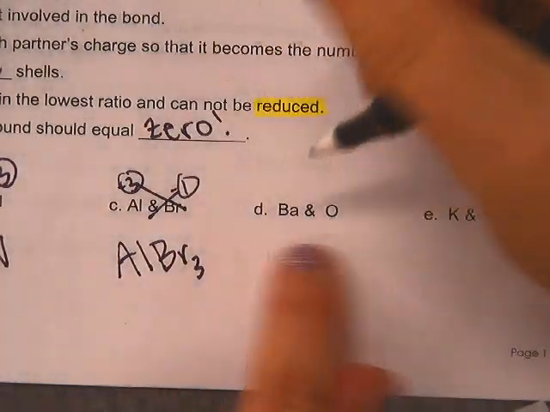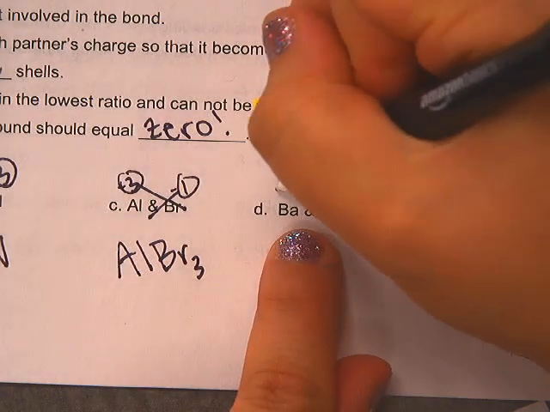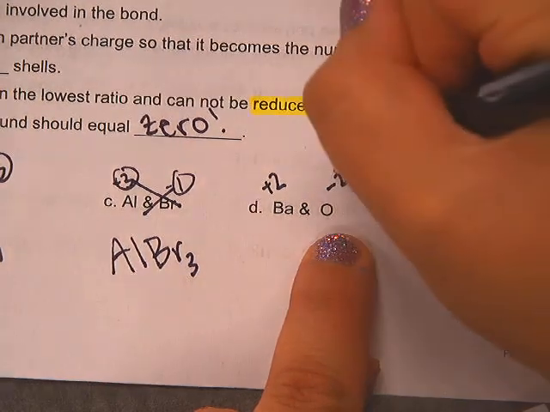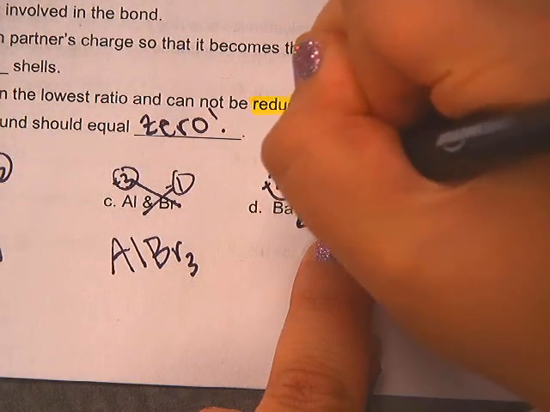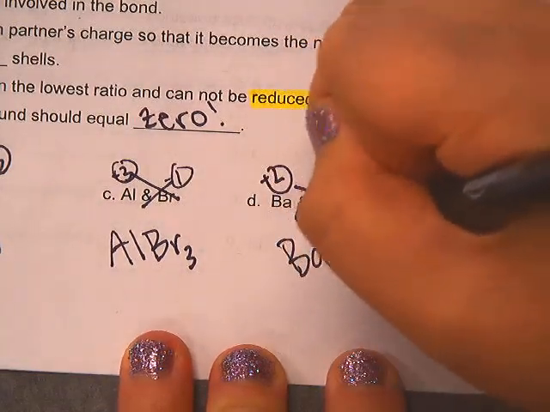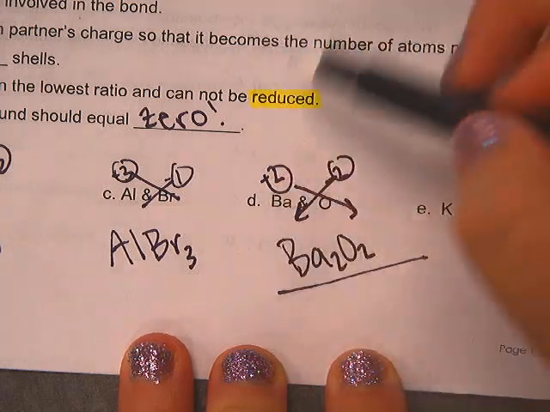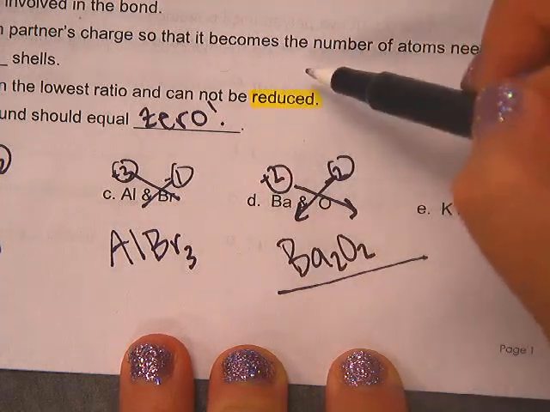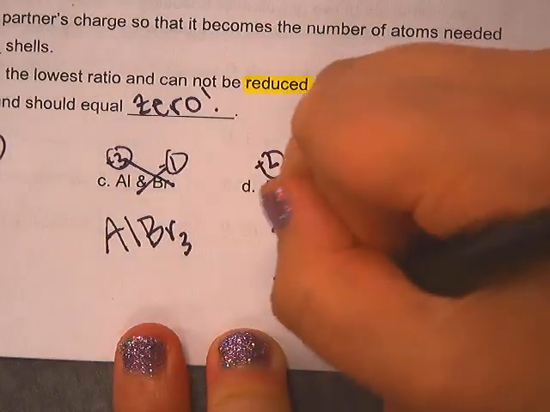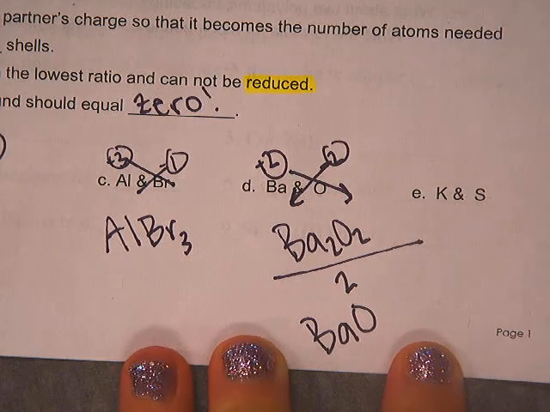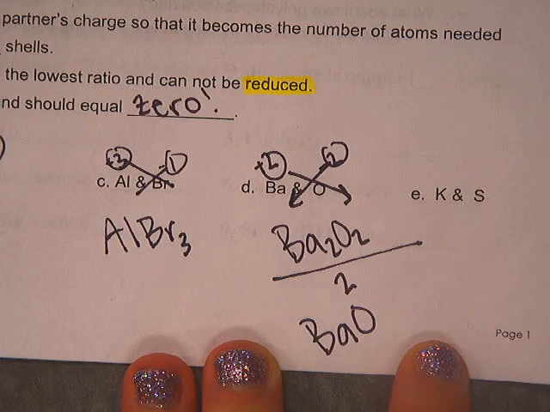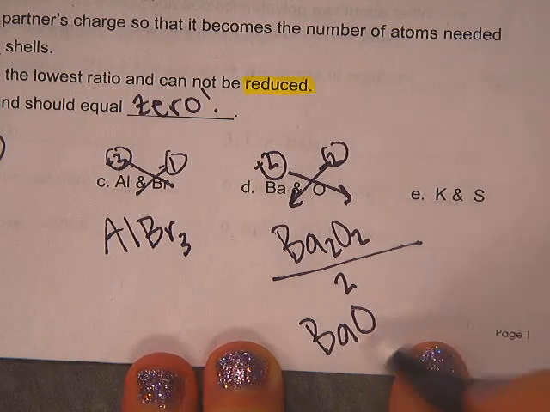Next one, Ba and O. This one is the tricky one because barium has what charge? +2, and oxygen has what charge? -2. So this tells me I need 2 barium atoms for every 2 oxygen atoms. So Ba2O2, but then you would reduce it. So reducing this, making sure it's in the lowest ratio possible, means I could divide the whole thing by 2. So then it just becomes BaO. Not because they have a +1 and -1 charge, but because they've both been reduced by 2. So a 2-to-2 ratio can reduce down to a 1-to-1 ratio.